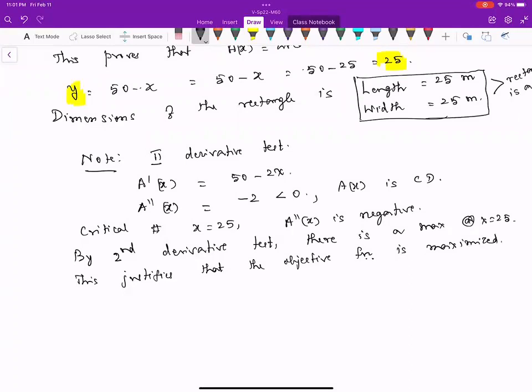So in the second method, instead of using the first derivative test, we can also use the second derivative test.